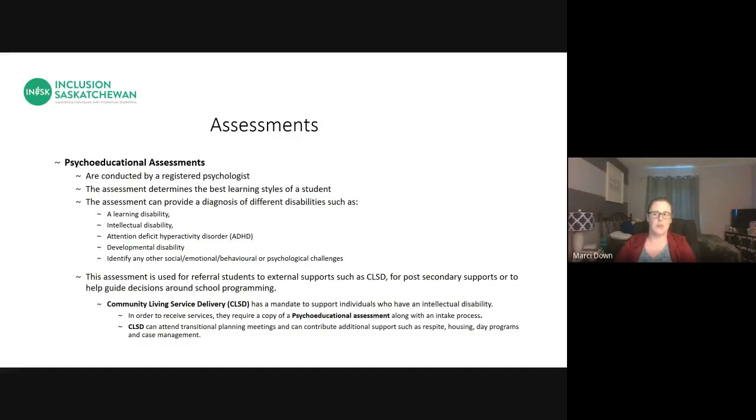We do recommend that people get connected a little bit earlier in high school, because there is one done around grade 7, 8. But if not, this is something students are going to need after high school. They will need this to get connected with CLSD. And CLSD can be a part of that transition planning process. They can help with the actual planning meetings. They can contribute with respite, housing, day programs, and case management. So having that extra support is very helpful.